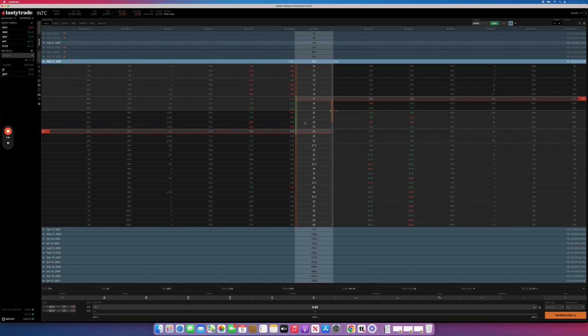So what are our break-even points? We would collect 66 cents per share on entry. So our break-even points would be $24 plus 0.66, and then on the put side it would be $17 minus 0.66. So our break-even points are slightly wider than where our contracts are, and we have a 72% chance of price being within our break-even points in 44 days time.